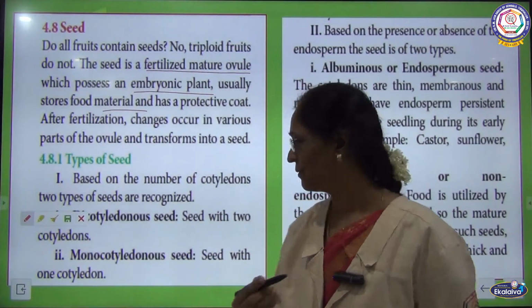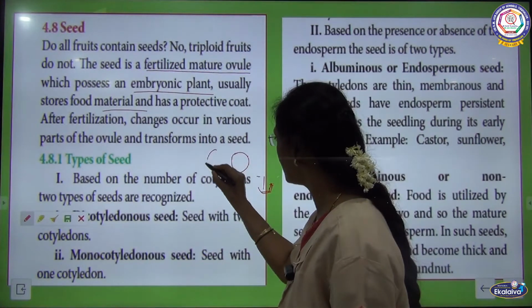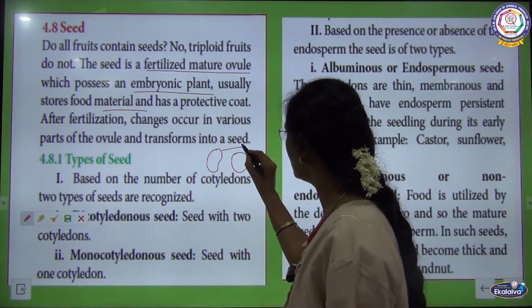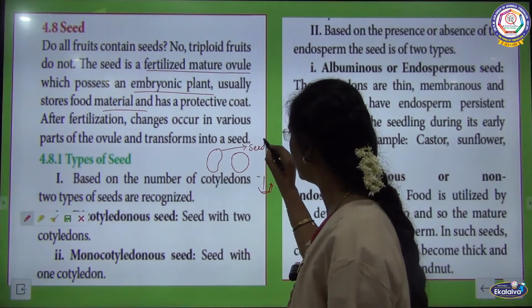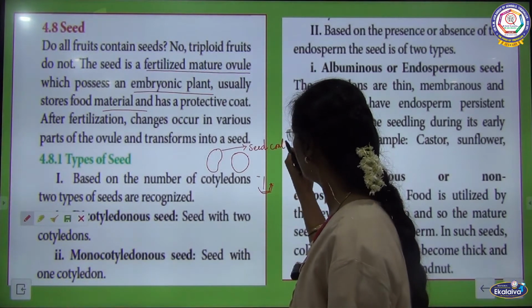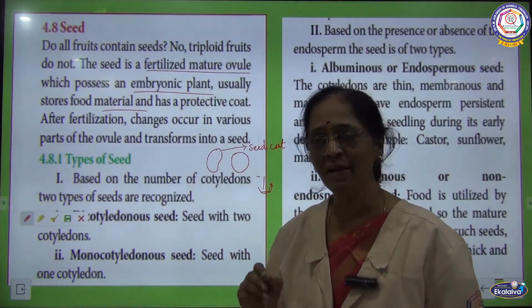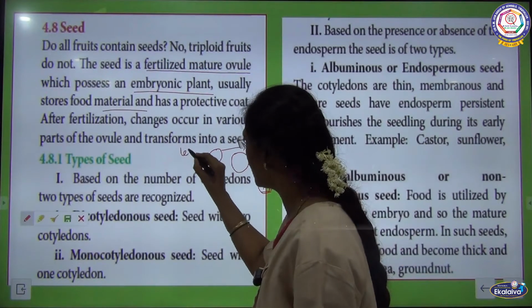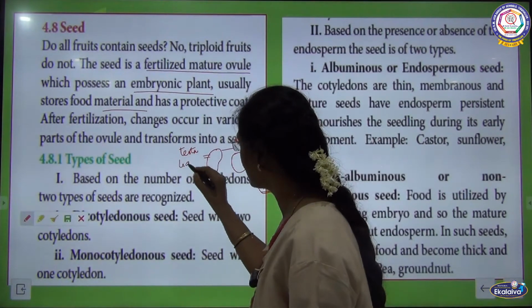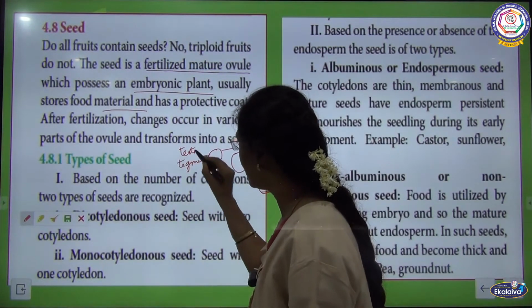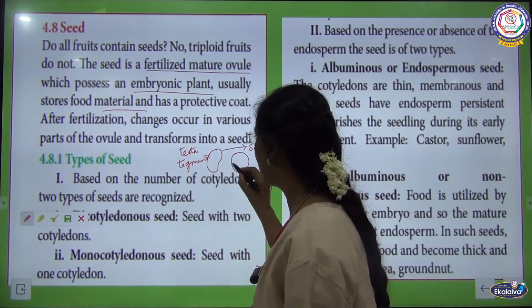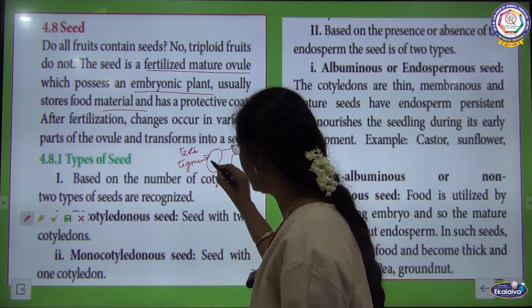So the seed has three parts. If you say the seed which we are familiar with, we will draw a bean shaped seed. The seed has a protective coat, and this coat is what we call the seed coat. Inside the seed coat we have two layers. The outer layer is called the testa, and the inner layer is called the tegmen. So the seed has a protective coat, which is nothing but the testa and tegmen, and then you find the cotyledons inside this.